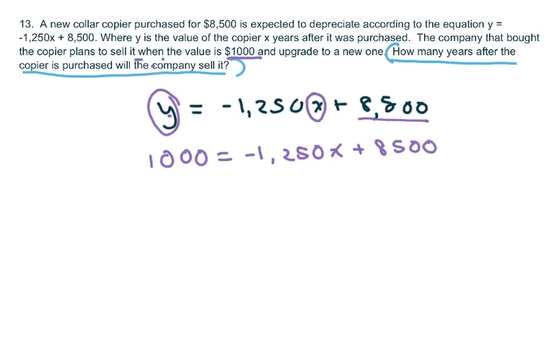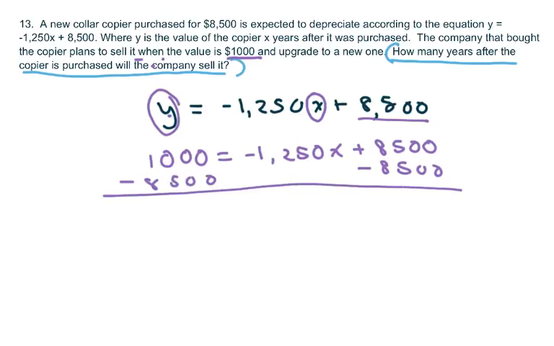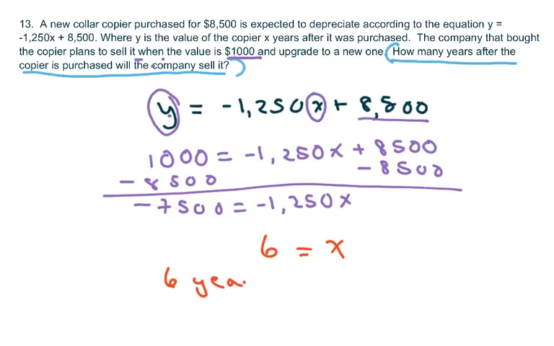And then we're going to solve for x. So I'm going to subtract 8,500 from both sides. So you get negative 7,500 equals negative 1,250x. Divide both sides by negative 1,250, and you're going to get x equals 6. So the company will sell the copier 6 years after its purchase.